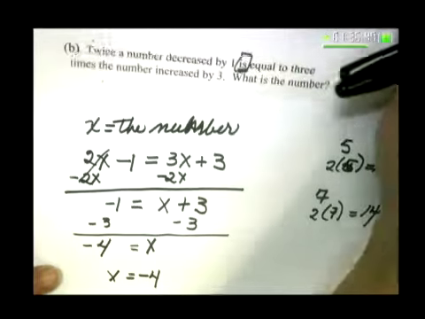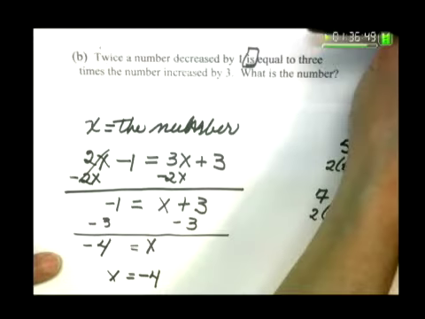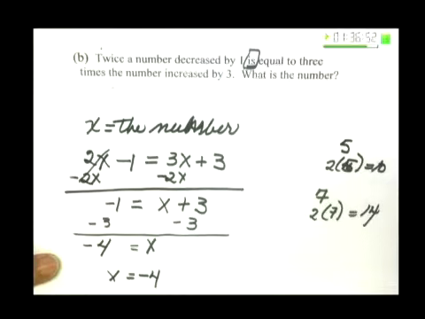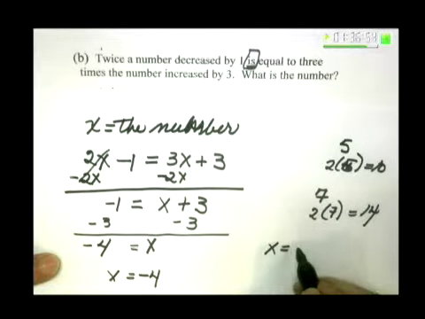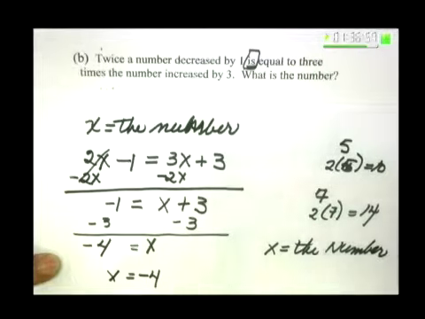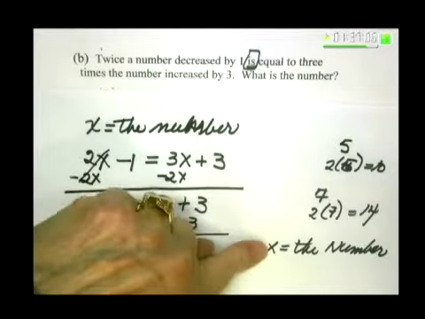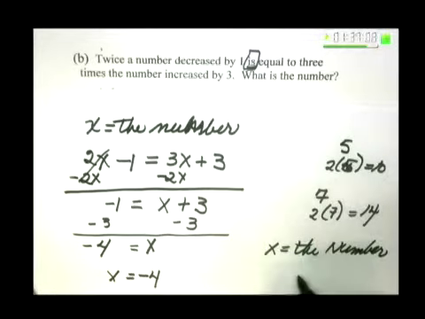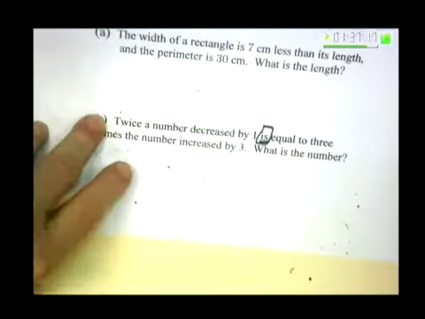Now, again, I have to go back and see, have I answered the question? The question says, what is the number? So x is equal to the number. And as Ms. Blumberg said, what you really want to do is check, is my answer correct? It says, what is the number? And I say that number is negative 4. So let's see if it works.